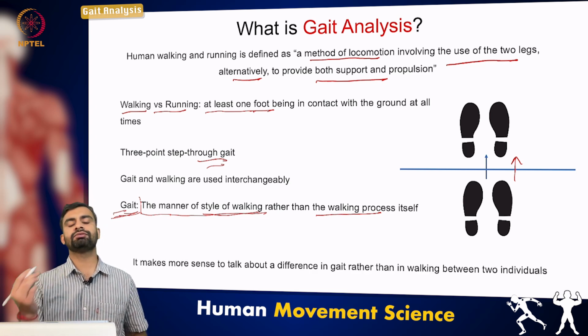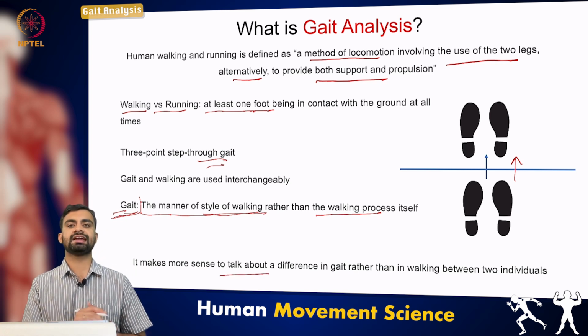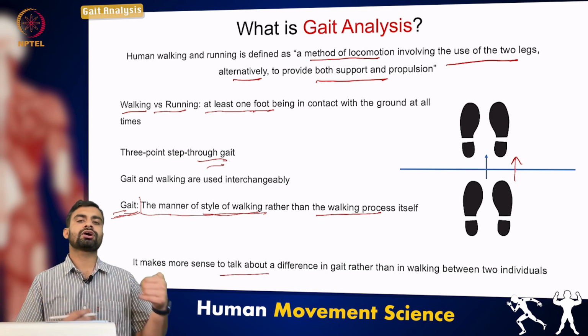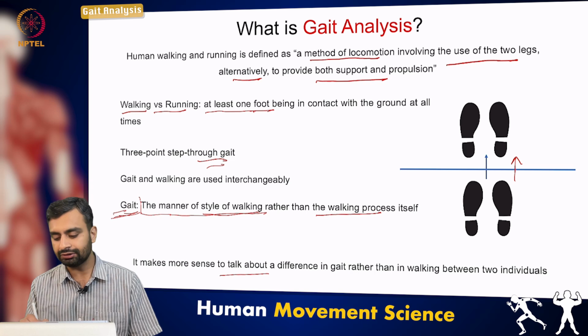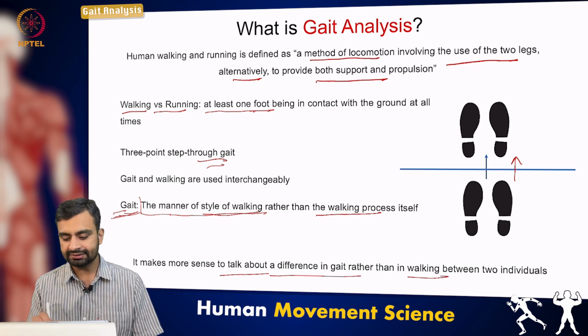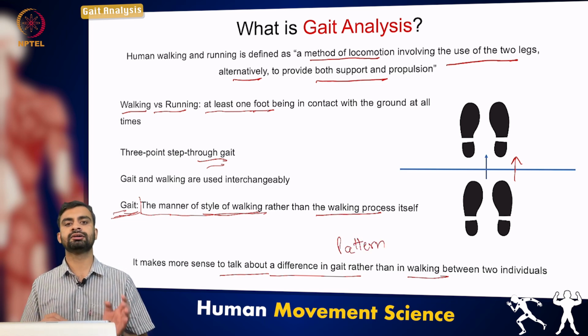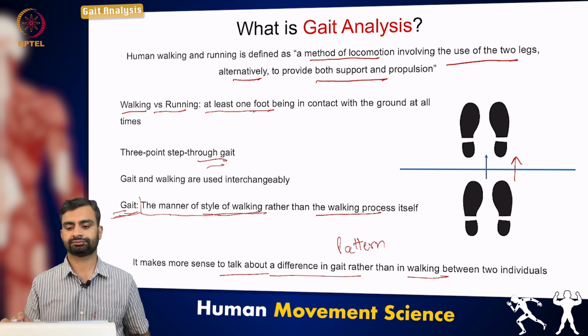So why do we say it in this way? Because it makes more sense. Like when we say two people are walking with different gait, or walking in two different ways, gait is looking at the pattern of movement rather than the movement itself.